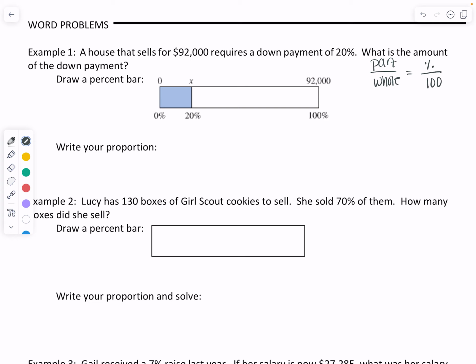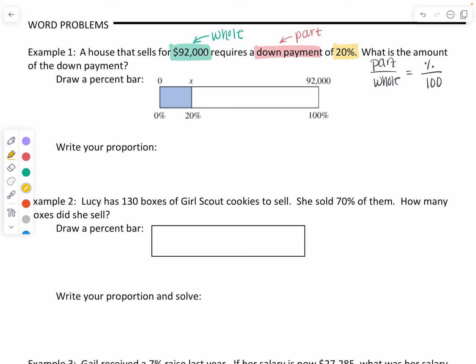A house that sells for $92,000 requires a down payment of 20%. What is the amount of the down payment? Now, if the retail price of the house is $92,000, that's the entire cost. That's the whole. The part is going to be the down payment. And so the whole is $92,000. The down payment, I don't know it, but that is going to be the part. And then, of course, the percent is 20%.